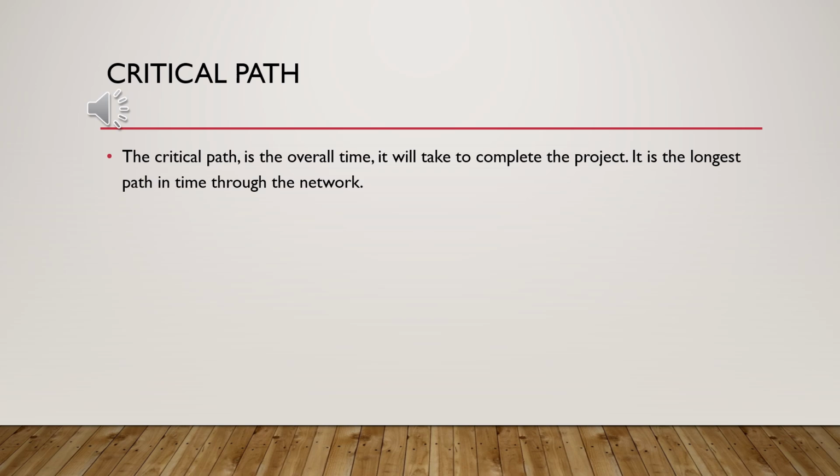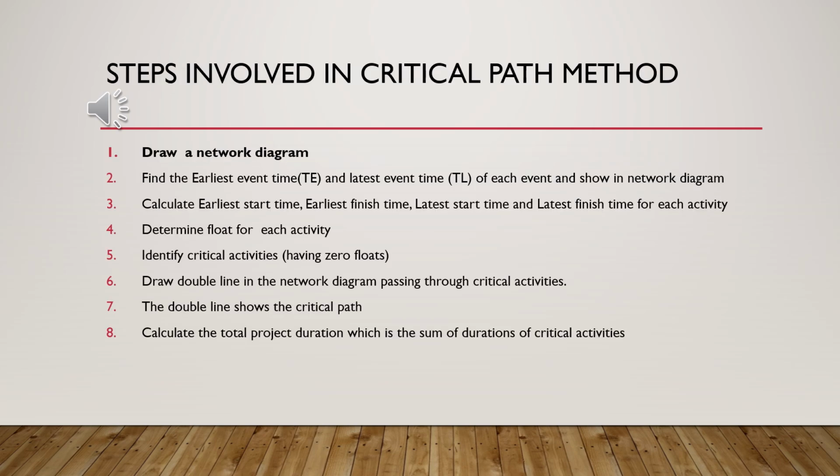The critical path is the overall time it will take to complete the project. It is the longest path in time through the network. Draw a network diagram. Find the earliest event time, TE, and latest event time, TL, of each event and show in the network diagram. Calculate earliest start time, earliest finish time, latest start time and latest finish time for each activity.